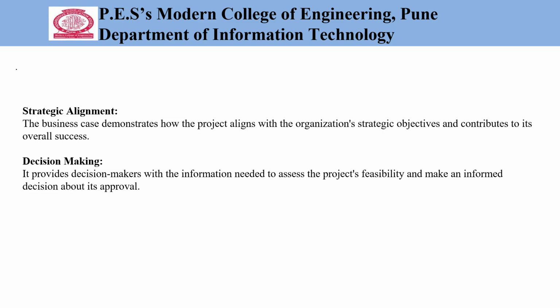Okay. Now the strategic alignment and the decision making. So what is strategic alignment? The business can demonstrate how the project aligns with the organization's strategic objectives and its contribution to overall success. Again, decision making. It provides decision makers with the information needed for the specific project.